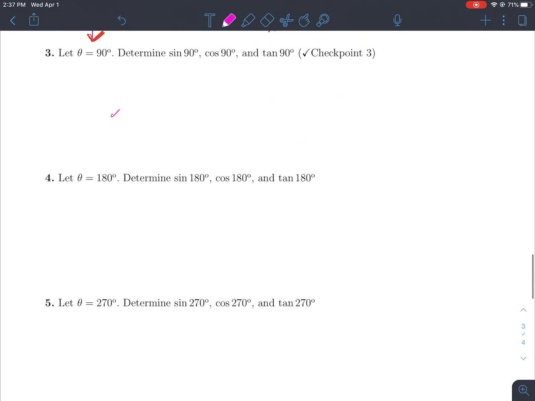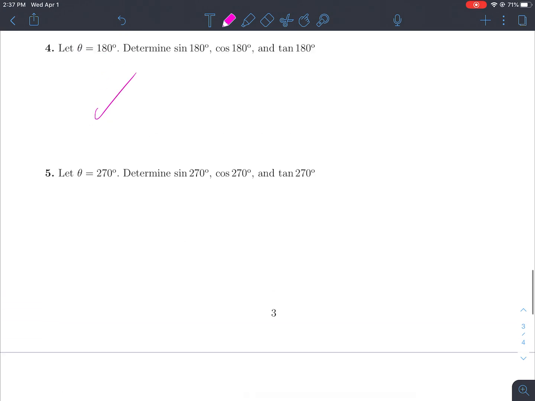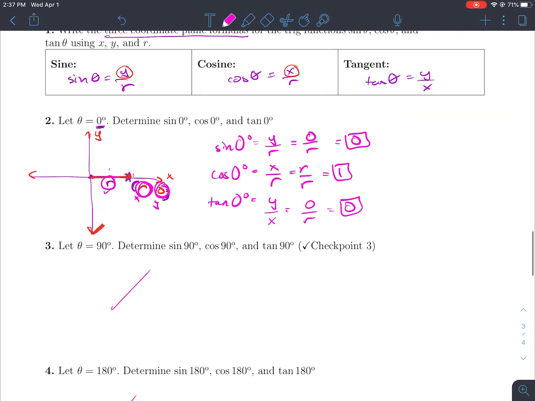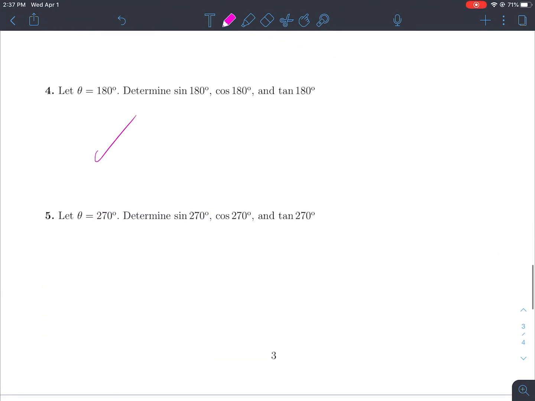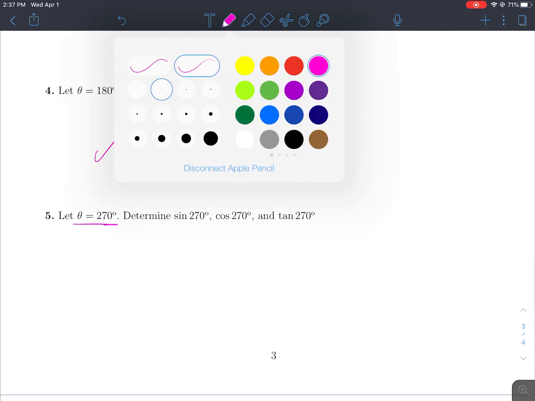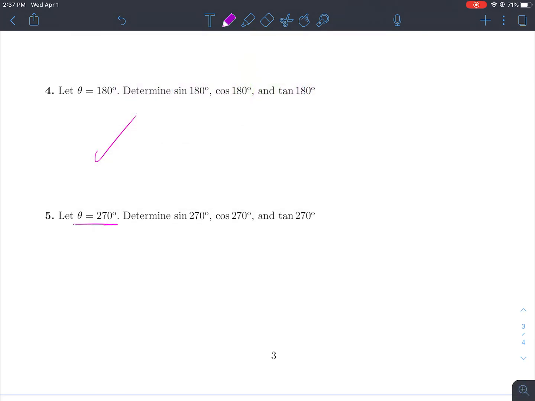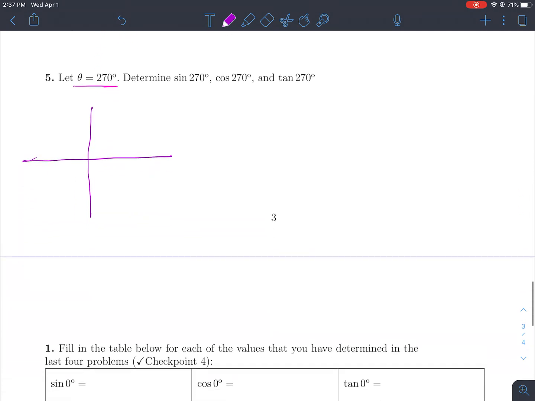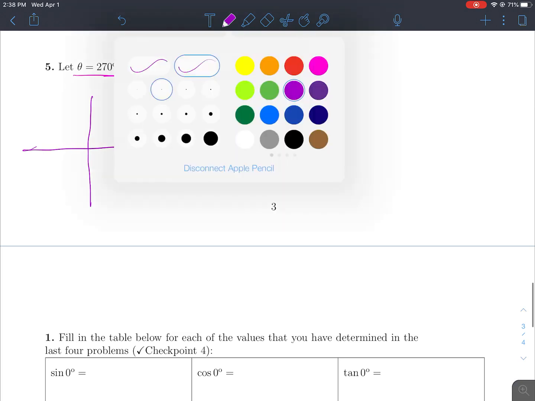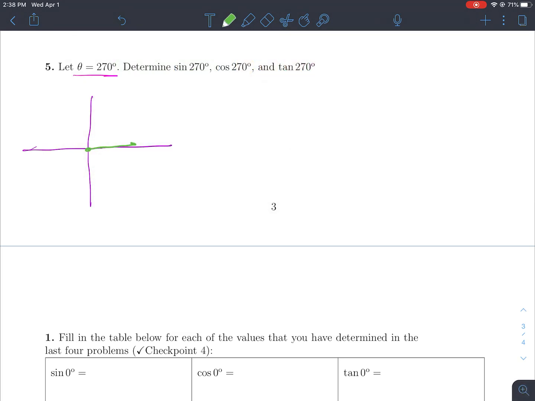All right, so you guys are actually going to do problems 3 and 4, but we'll do problem 5 as one more example so you can go back. And I want to keep them in this order because it makes sense, 0, 90, 180, 270. So sorry about jumping around, but I think this makes a lot of sense. So for this one, let theta equal 270 degrees. We draw a green angle theta. This is 270 degrees. Oh man, this is a tough one.